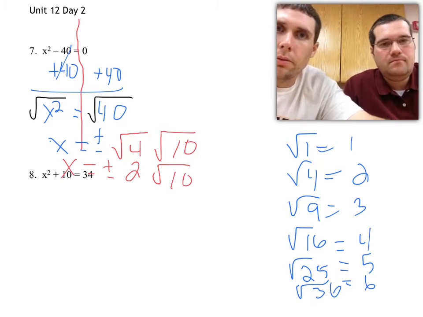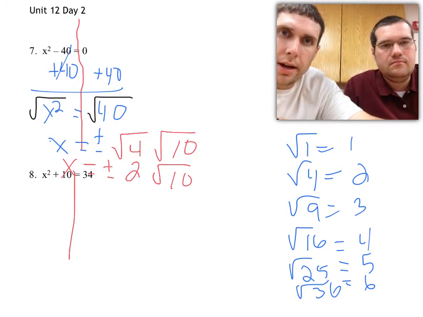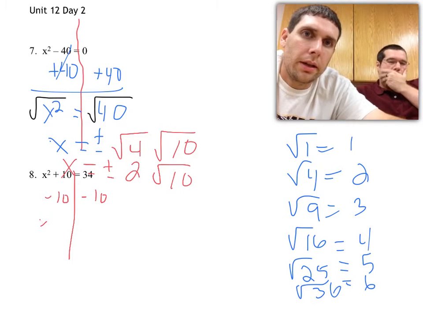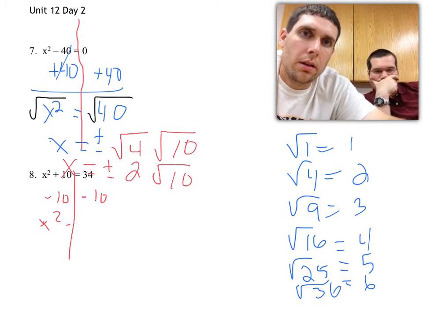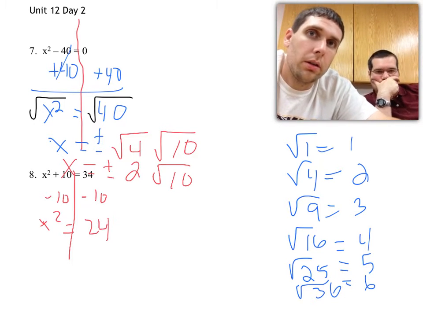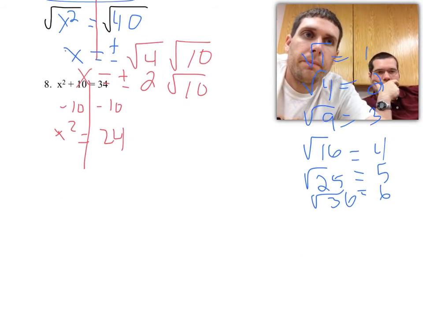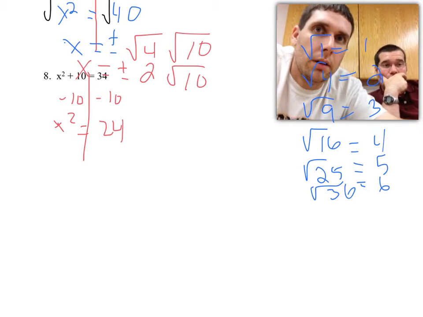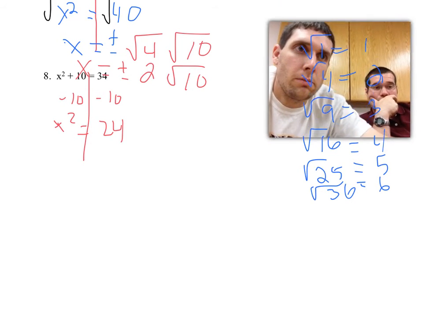Yeah, guys, so number 8 here. I'm going to subtract 10 on both sides, leaving me x squared equals 24. Move this up a little bit. X squared equals 24. Looking at my list over here, that's kind of being covered up by our faces. We'll move this down here.